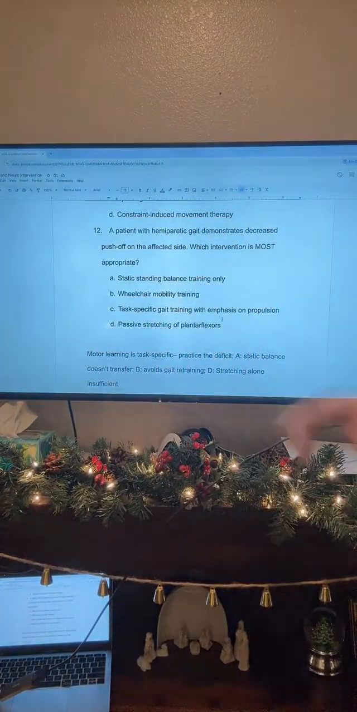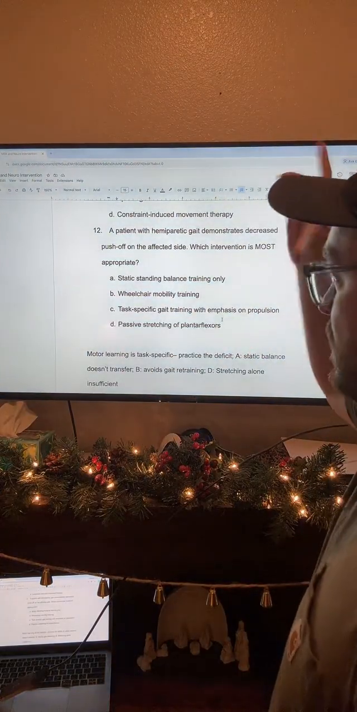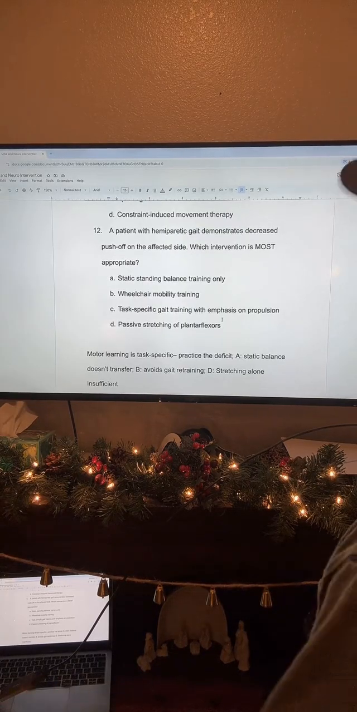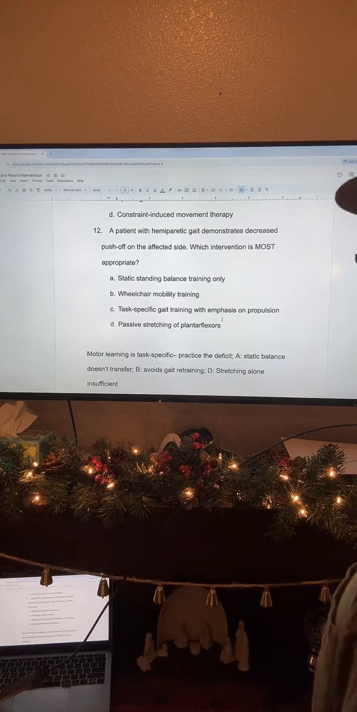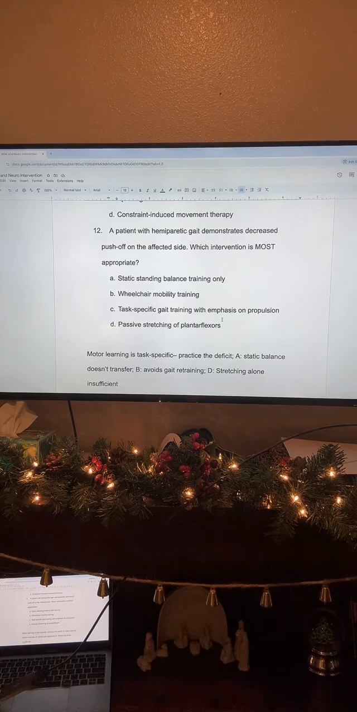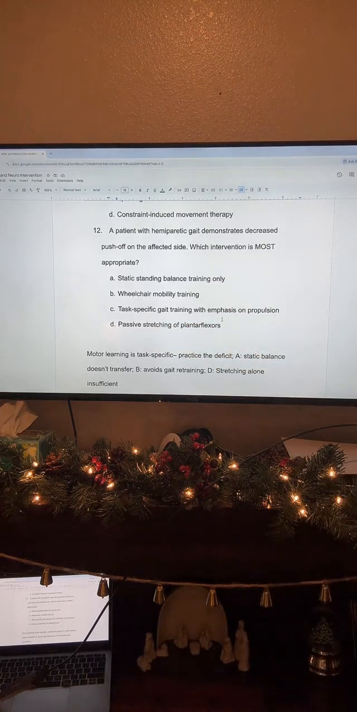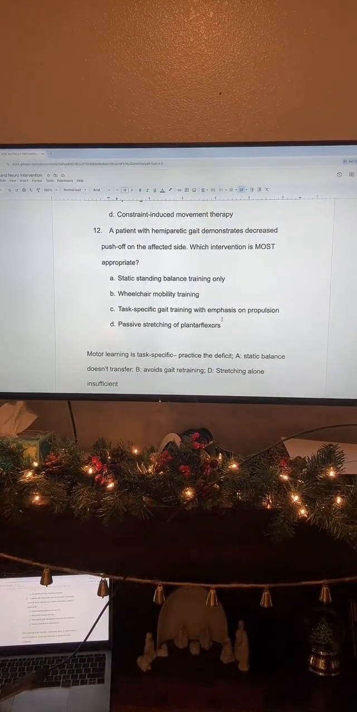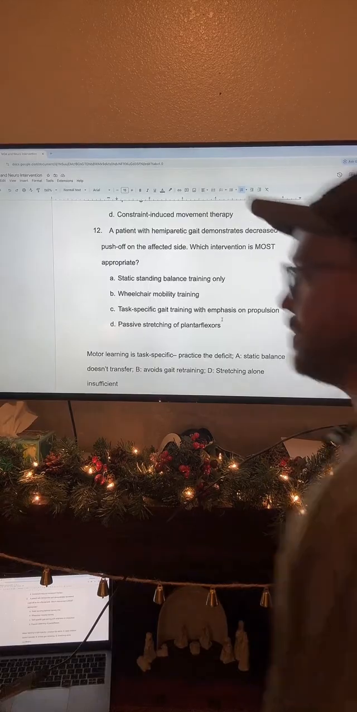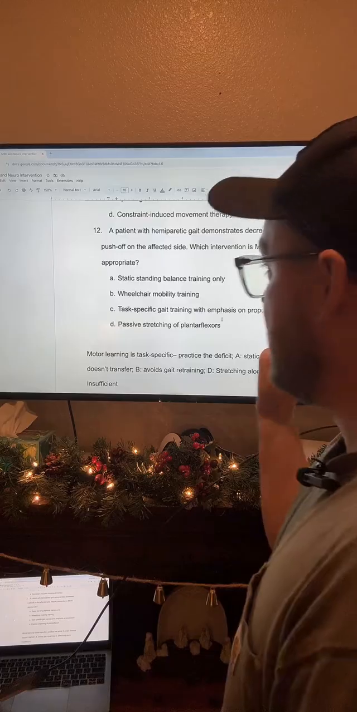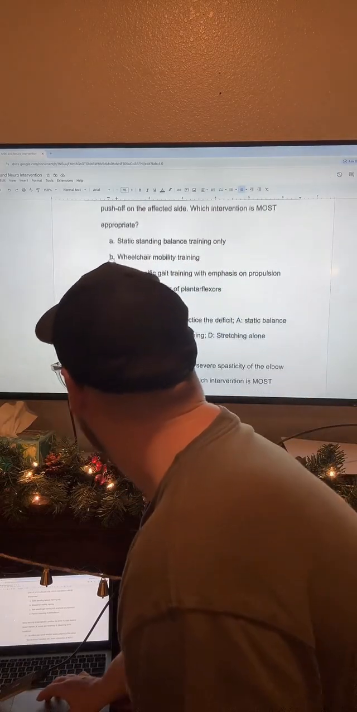And so remember, it's task specific. So A, static balance is not going to transfer to gait. B, wheelchair mobility training is going to avoid gait retraining. And D, stretching alone is going to be insufficient. So we're going to do task-specific gait training with emphasis on propulsion. Specifically, propulsion when they push off of that back foot, right? They get into that great toe extension and plantar flexion, and they want them to push off and land on the heel of that front foot. So the answer is C, like all of you said. Number 13.